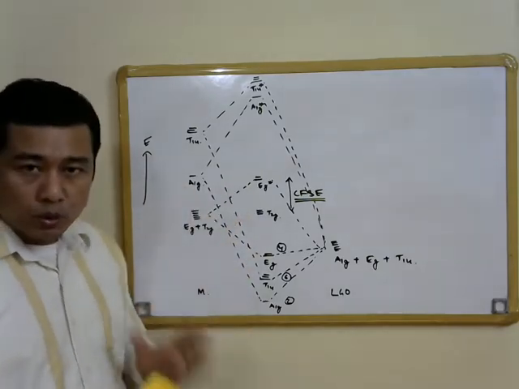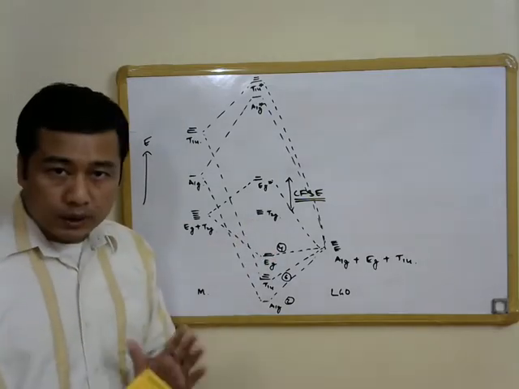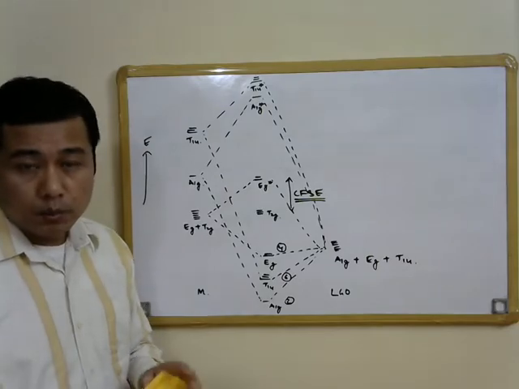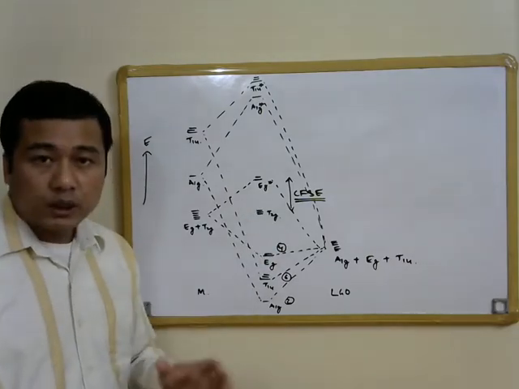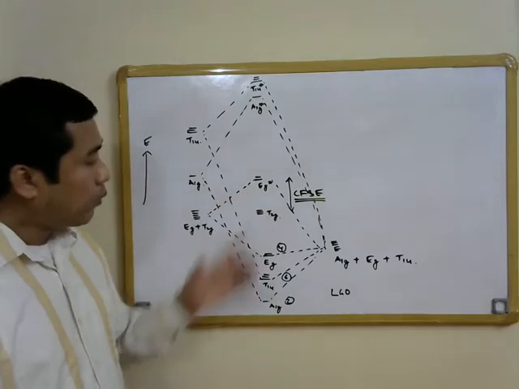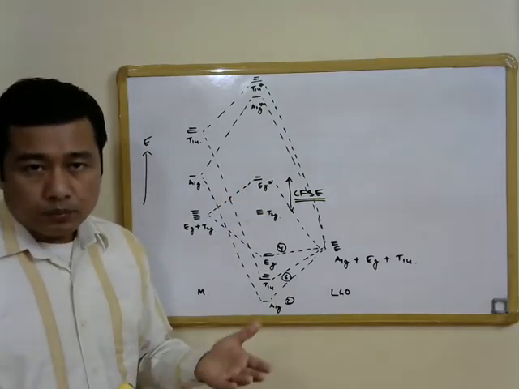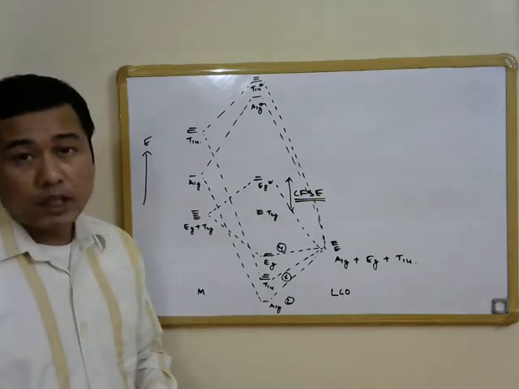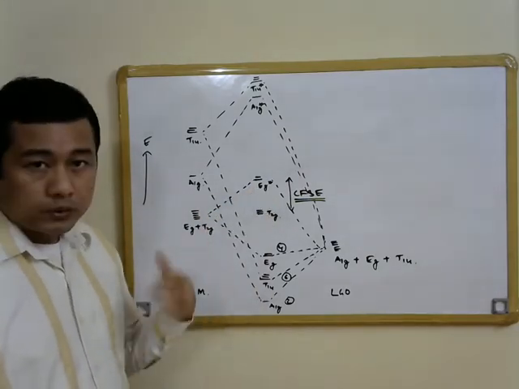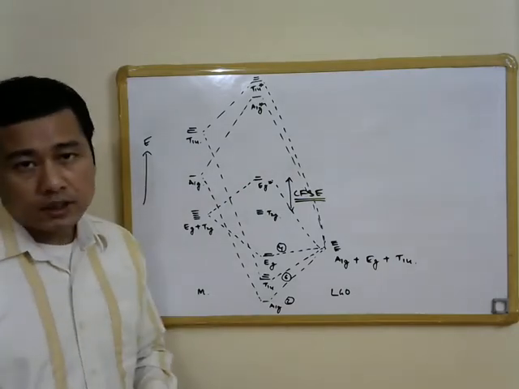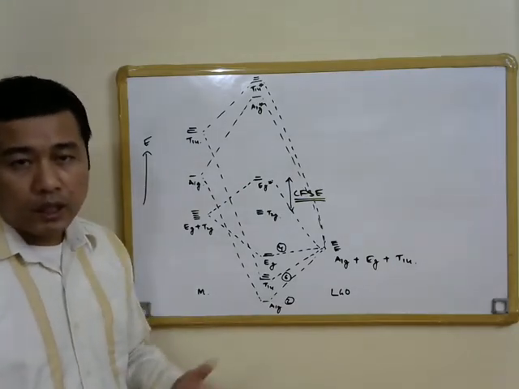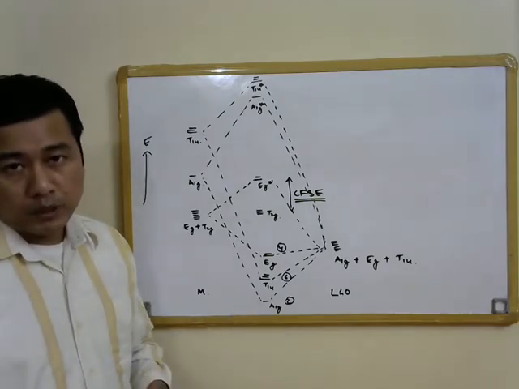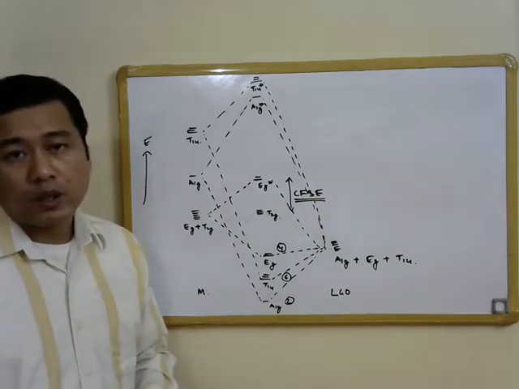But what is to be noted here is that the T2G set of d orbitals in the metal are non-bonding in nature, they do not participate in sigma bonding, while the EG set of d orbitals in the metal are anti-bonding in nature. If we start filling electrons in the EG set of orbitals, then the molecule is going to be unstable in nature, because this is an anti-bonding molecular orbital.